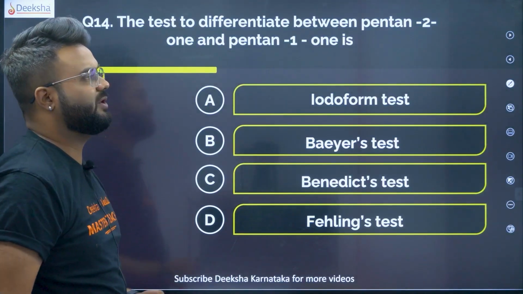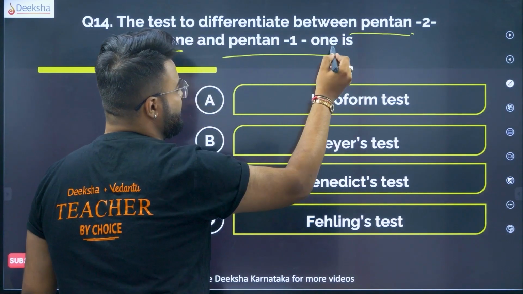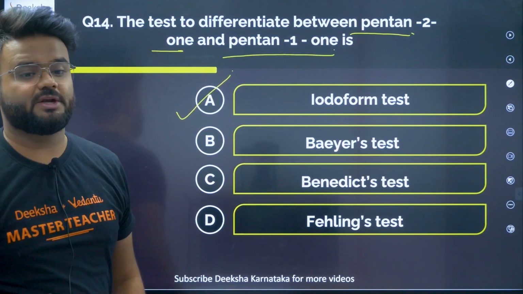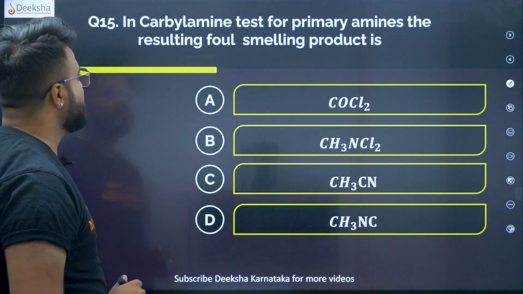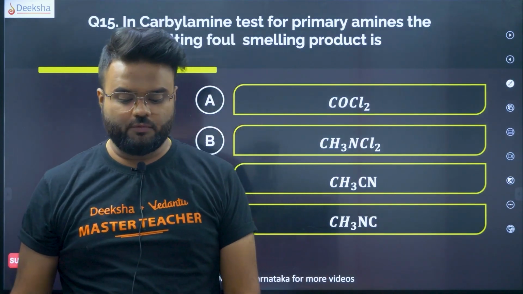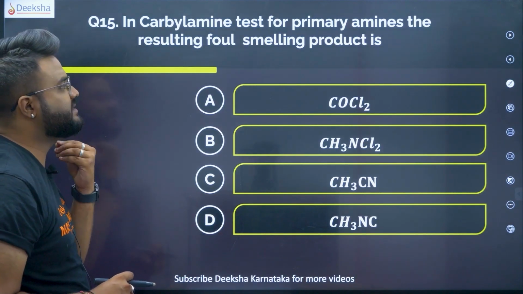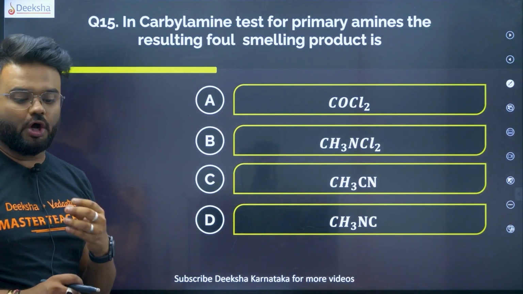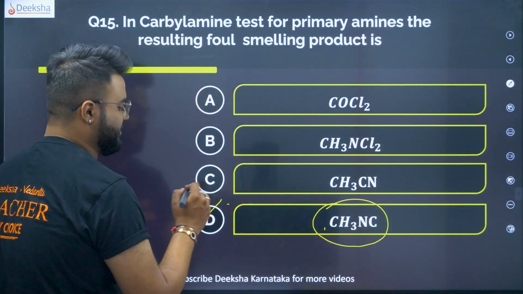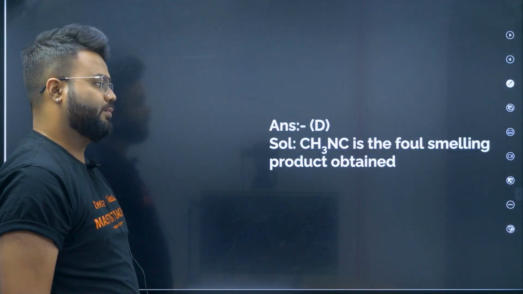The test to differentiate between pentan-2-one and pentan-1-one is your very famous test. It is a direct question, that is nothing but your iodoform test. Now coming back to the carbylamine test for primary amines. The foul smelling product is dash. That is nothing but methyl isonitrile. So option D is your correct answer. It is a foul smelling product that is obtained.